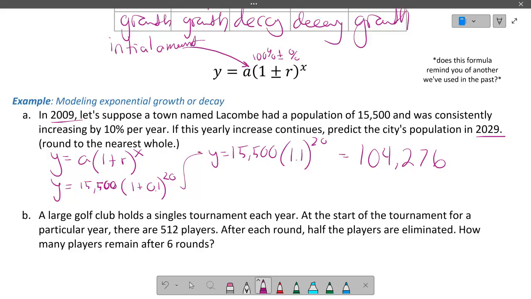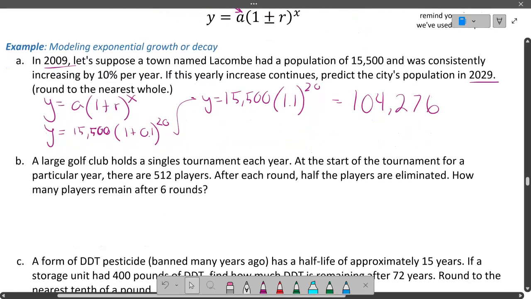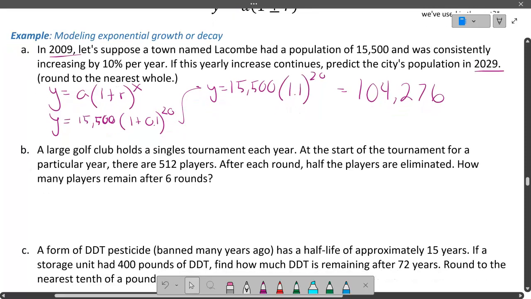You would round, in this kind of situation, you would just round to the nearest whole, because it's an estimate anyway. We're predicting what the population would be.